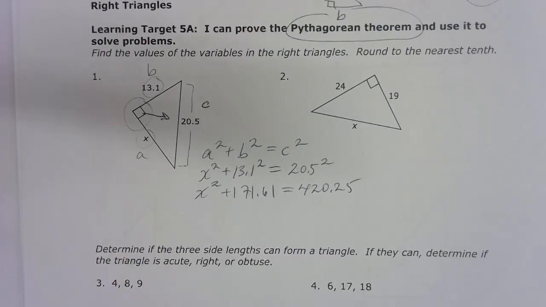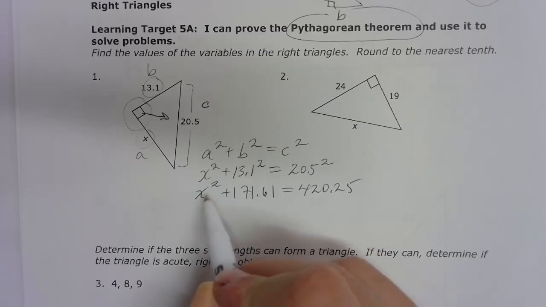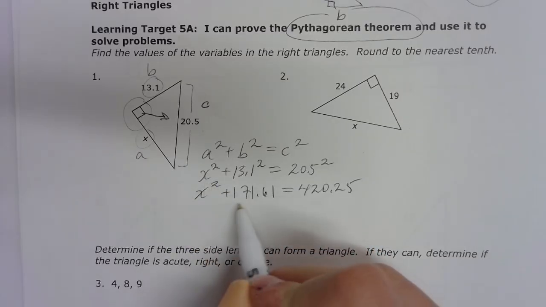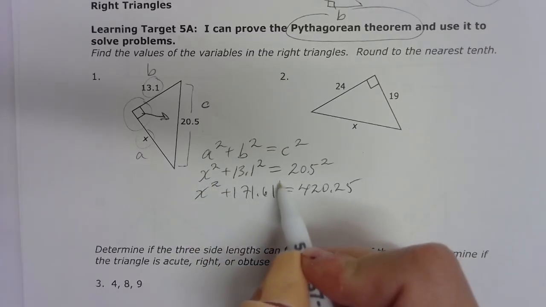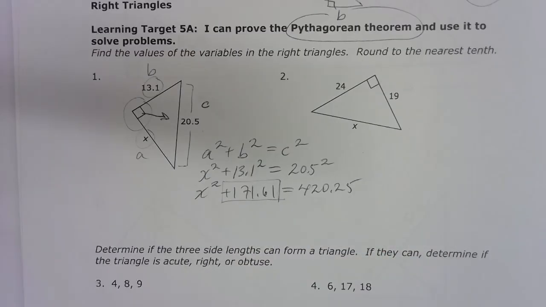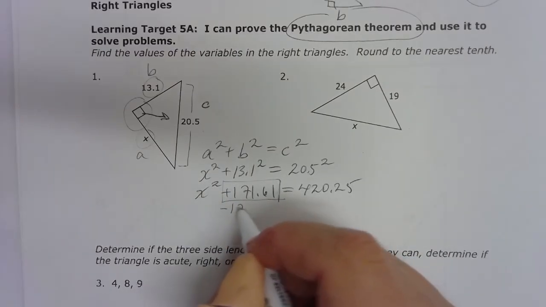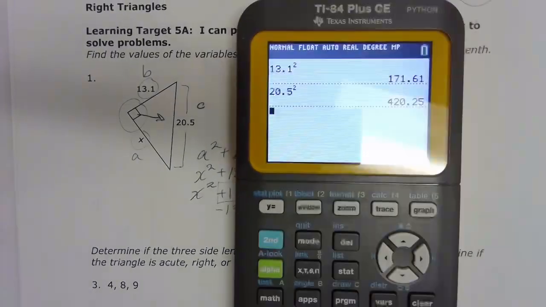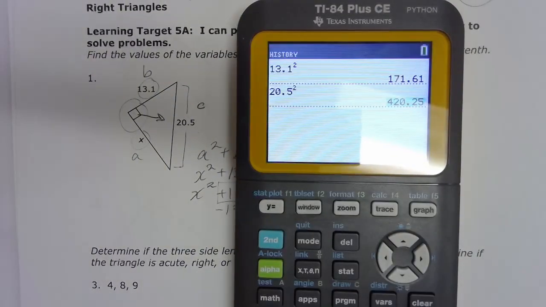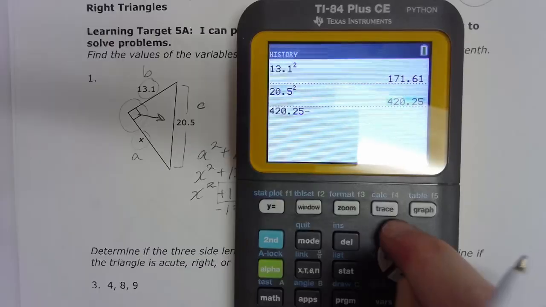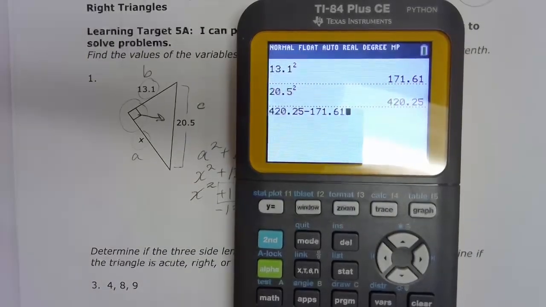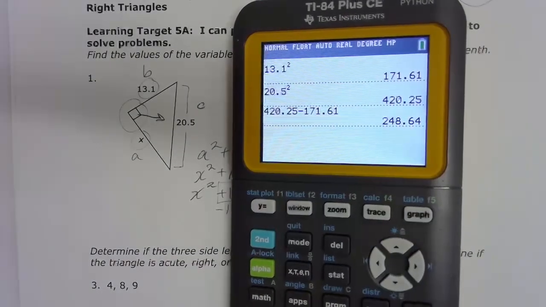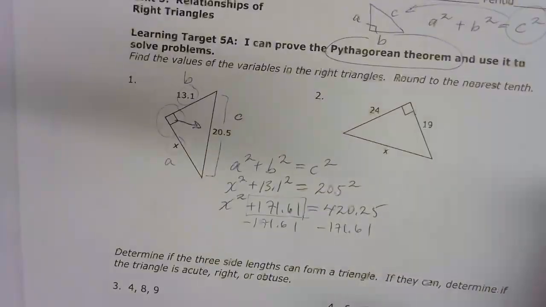Here, to solve for x squared, I need to get x squared alone. Right now, it's being hindered because of the 171.61 on the left-hand side. So let's subtract 171.61 from both sides. Here's 420.25, and I'm just going to arrow up and hit enter to grab these other two numbers so that I don't have to type them again. And I get 248.64.